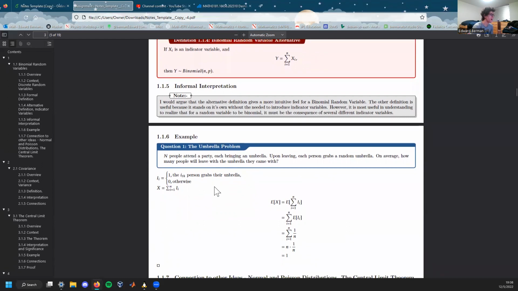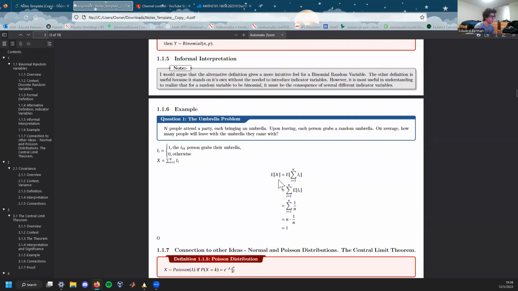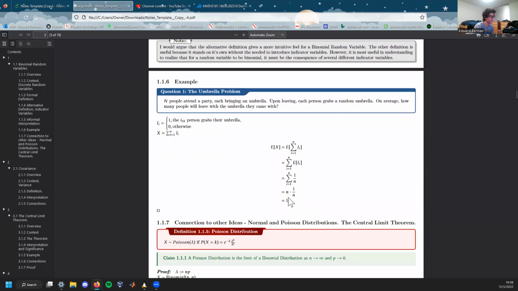Let X_i be an indicator variable. It takes 1 with probability p being the probability that the i-th person gets their umbrella and 0 otherwise. So if we want to consider all of the people, then we consider the sum of the indicator variables for each i-th person. And to get the mean, we take its expected value, taking advantage of the linearity of expectation. Note that 1 times the probability that the i-th person grabs their umbrella is 1 times 1 over n, which is just 1 over n. So using sum properties, this is 1.